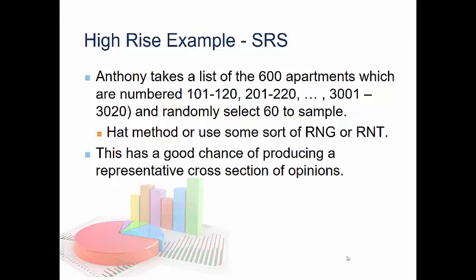If you decide to do 1 to 600, you can do that, but you better tell me what to do with the 000 and what do I do with 601 up to 999. We would skip those. So this method does have a good chance of producing a representative cross-section of opinion.